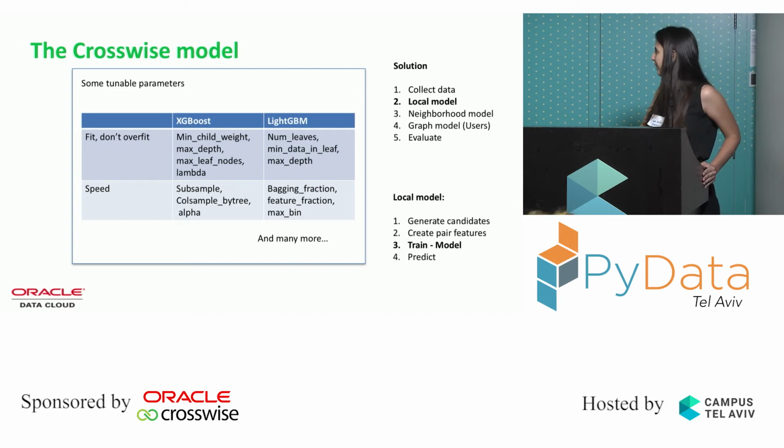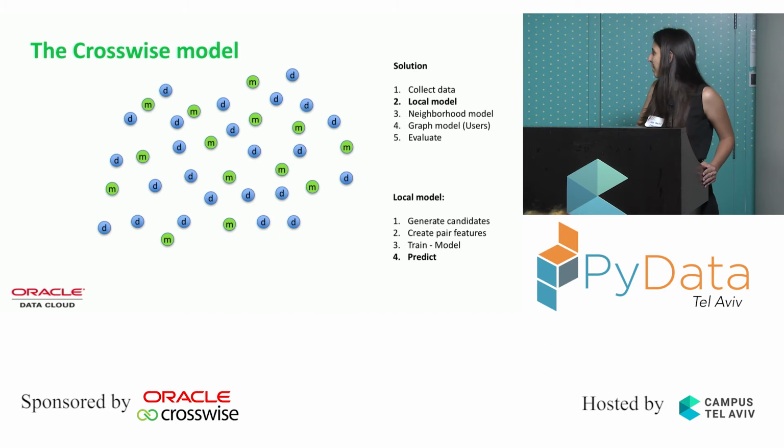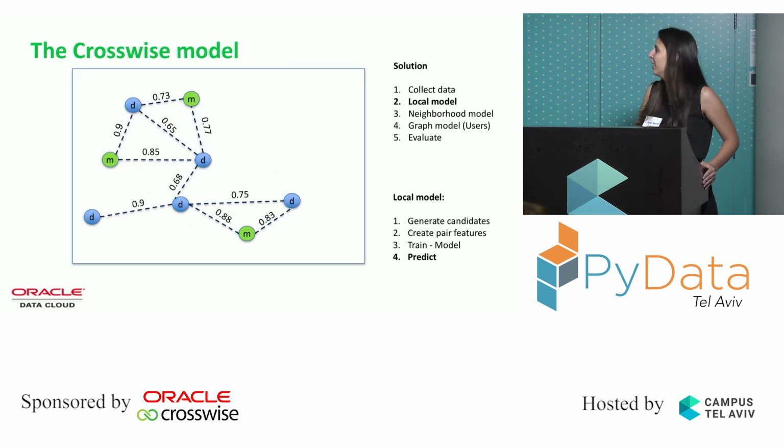So we train the model, and it works. Great, we get predictions. And so for each pair of devices that were in our candidate set, I now have the probability that they belong to the same person, which is nice. And theoretically, we could have stopped here. But we can do better.